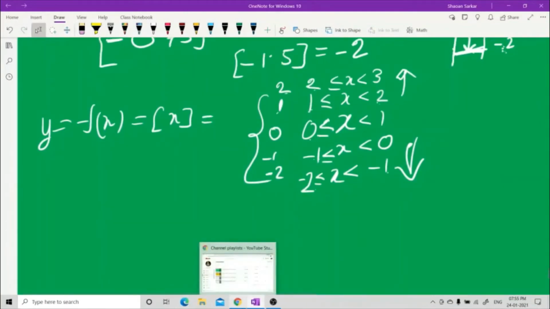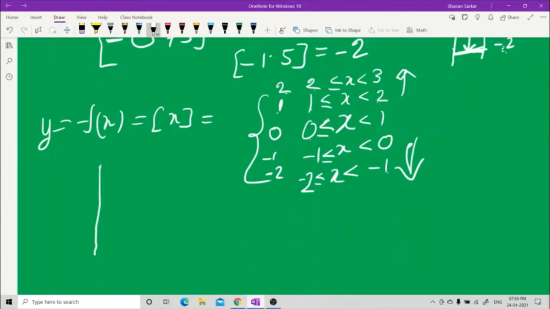Now see, what I do is that, sorry, I don't know why this has come. Now see. Now this is your x-axis, this is your y-axis, this is my 0. Let me take my 1, let me take my 2, and let me take my 3. Similarly, let me take -1 and let me take -2. See, between 0 and 1, it is always 0 but never 1.